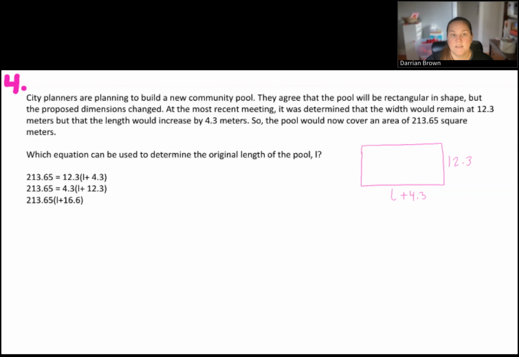Okay, and then they tell us now the pool will cover an area of 213.65 square meters. So they tell us the total area. Now, before we start doing anything here, does anybody know what the formula is for area? Area equals what?